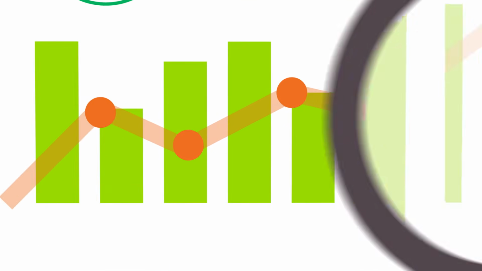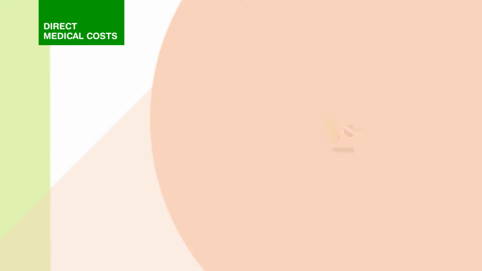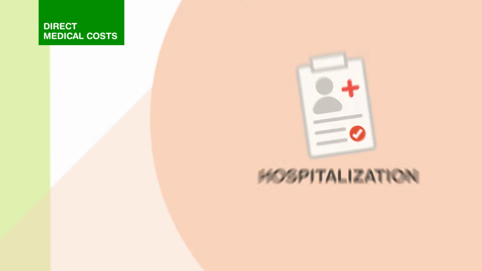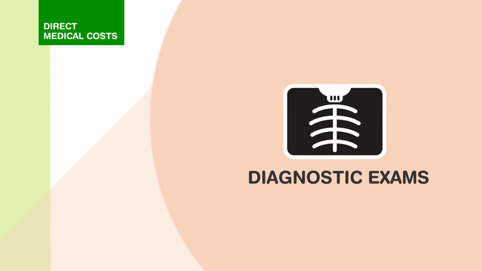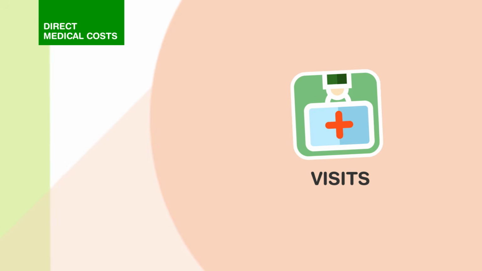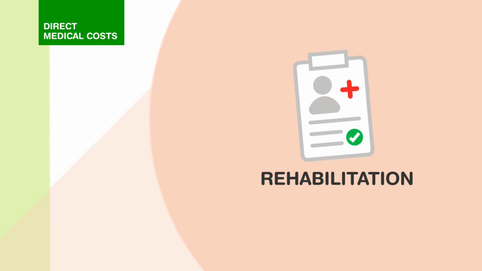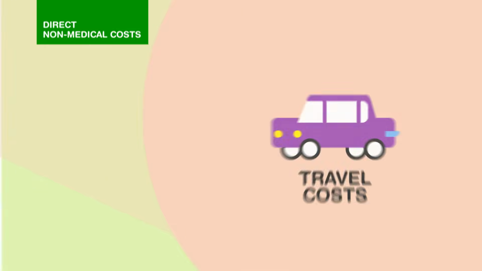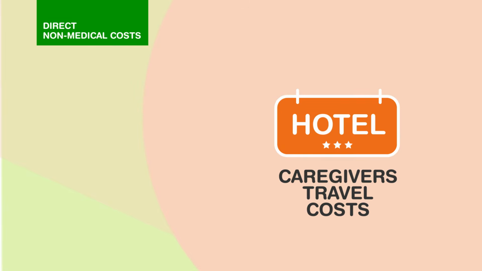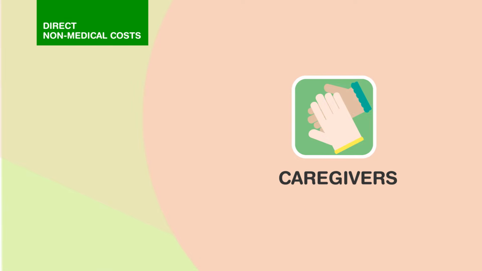Direct costs are divided into two categories: direct medical costs and non-medical costs. Direct medical costs are directly related to the disease under assessment and are borne by the National Healthcare Service for prevention, diagnosis, and treatment. On the other hand, direct non-medical costs refer to healthcare intervention and usually refer to travel costs to physicians or healthcare facilities.